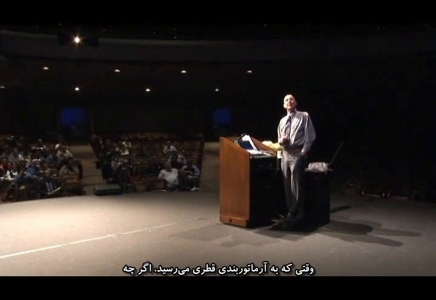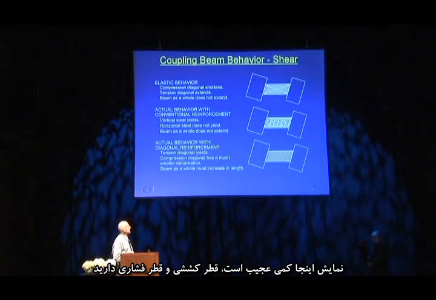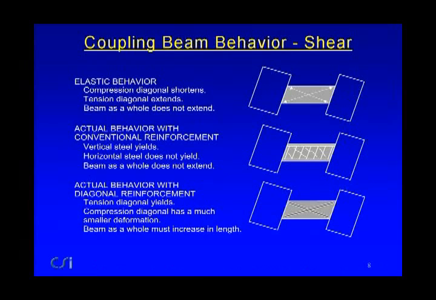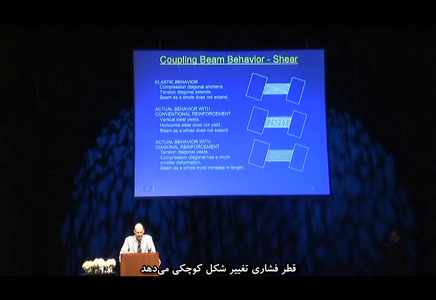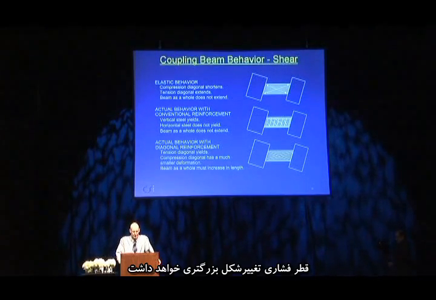When you come to the diagonal reinforcement, however, you have a tension diagonal, and the perspective here is a little strange. A tension diagonal and a compression diagonal. The compression diagonal has got concrete, and it's pretty strong, and it doesn't deform very much. The tension diagonal is the one which yields because it's just the steel and the concrete cracks. So you'll get a smaller deformation in the compression diagonal than you will in the tension diagonal.